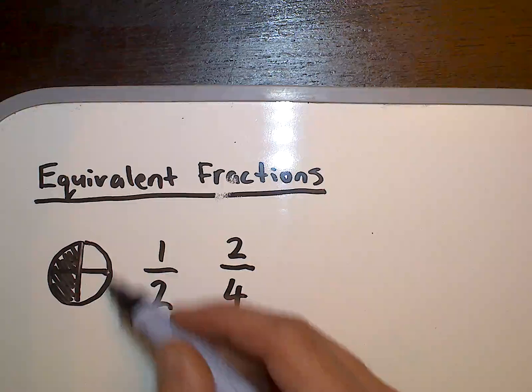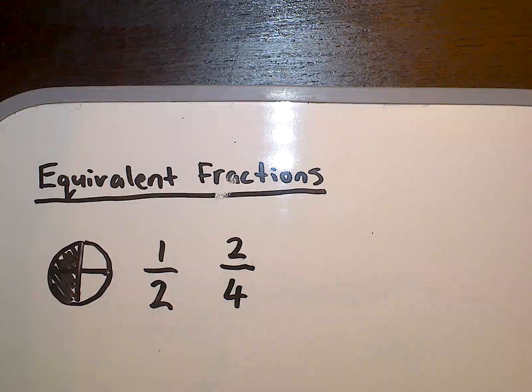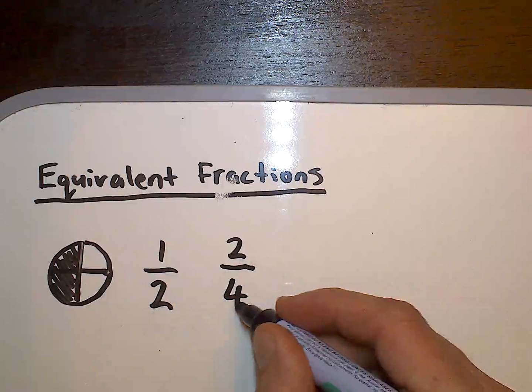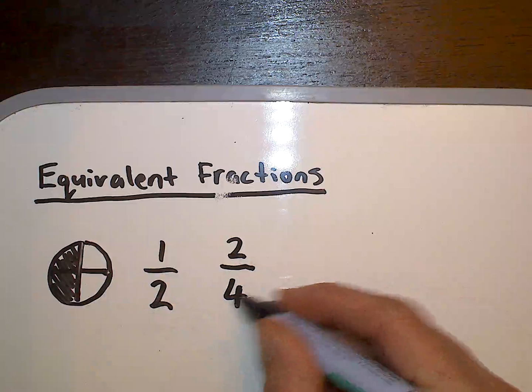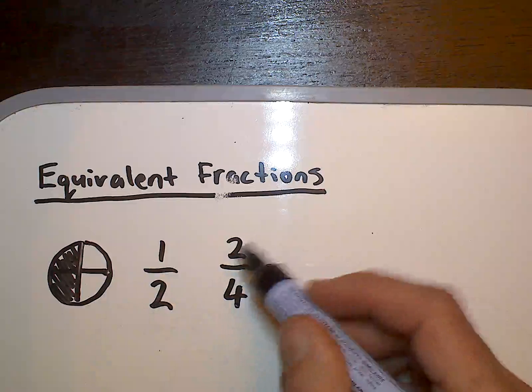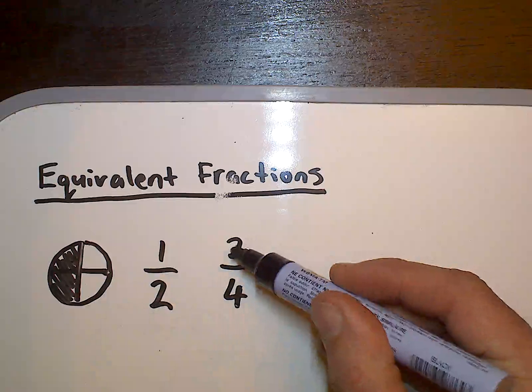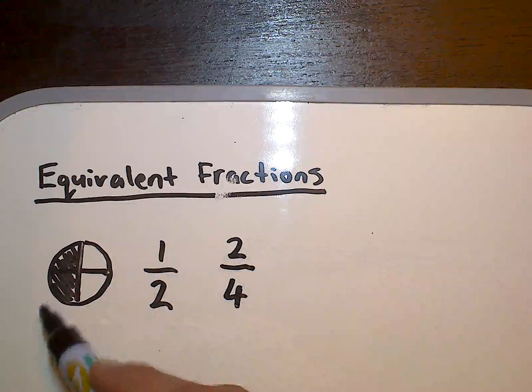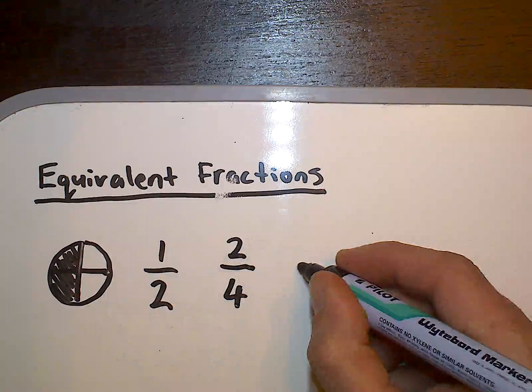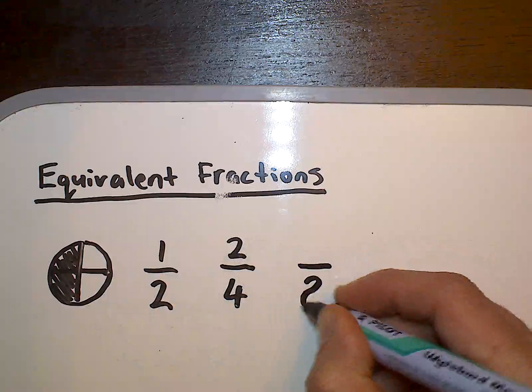We still only have half of our circle shaded. However, what changes is the number of parts it's split up into. This therefore changes the numerator value, or the value on top. So let's change the parts again on the bottom. So let's do a nice simple one. Let's change the parts to become out of 8.